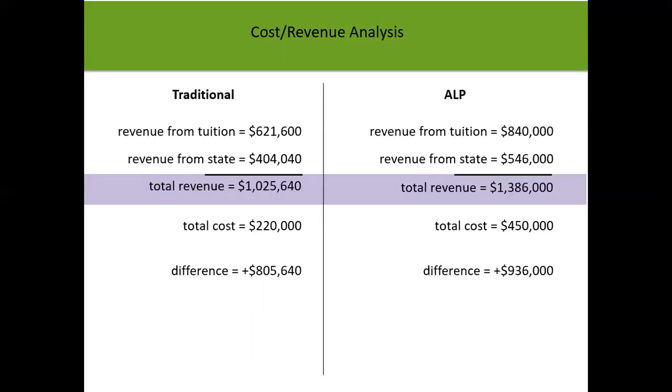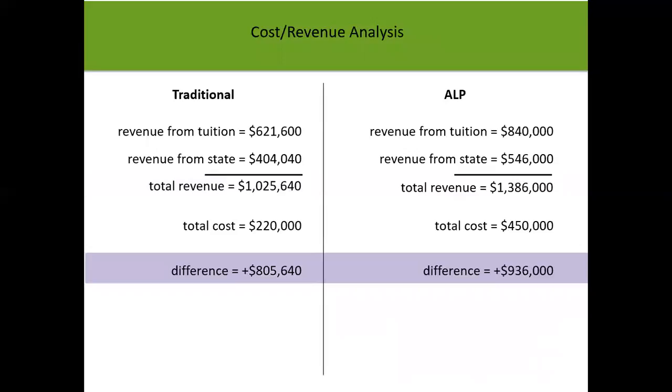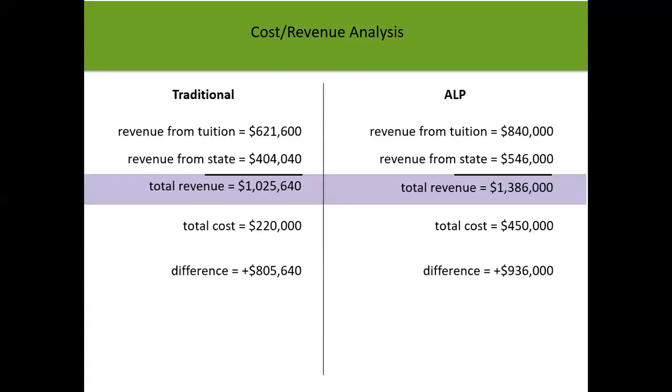We get revenue from tuition. Students pay tuition for every credit they take, and because more students are making it through the pipeline and taking English 101, we're getting more tuition from them. So that's $840,000 a year versus $621,000 for the traditional model. We also get FTE compensation from the state that's based on the amount of tuition; it's 60% of tuition. So that's also larger for ALP.